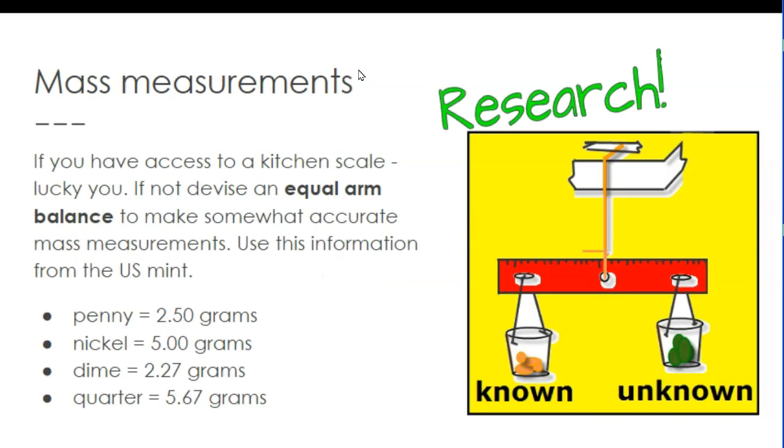For mass measurements, if you have a kitchen scale, lucky you. If not, you can devise an equal arm balance. You can use rulers, and here's an example, a little cheesy one. You could even make it more simple than this, just using a stick that balances, and you could put your device on one side and put coins on the other side. So use this information from the US Mint, that a penny is 2.5 grams, a nickel is 5 grams, a dime is 2.27 grams, and a quarter is 5.67 grams. So you can use that to get a pretty good estimation of the mass of your total device. That includes the cargo and the parachute.